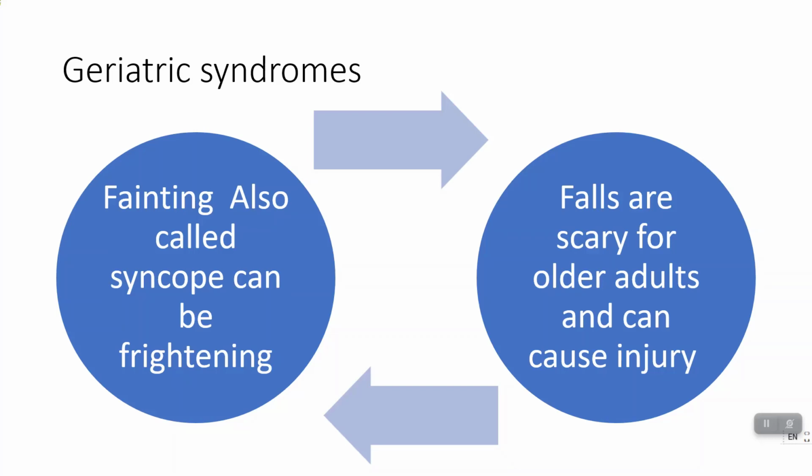Some disorders keep the brain from getting enough blood. For example, a heart attack, an abnormal heart rhythm or an arrhythmia, or a heart valve disorder. All of these things can interfere with the heart's ability to pump blood.